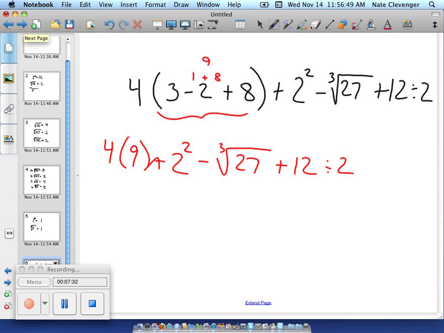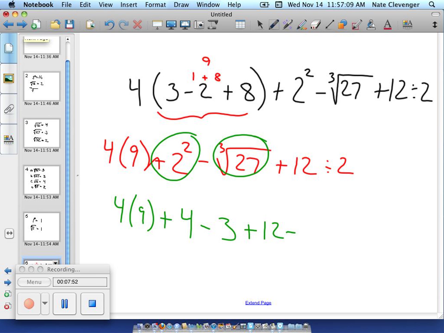We have the 2 to the second, so 4 times 9. 2 to the second is 4, minus, and we know what 27 cubed is. Not 27 cubed. The cubed root of 27 is 3. Then plus 12 divided by 2. So we've taken care of parentheses, exponents and roots. Now we need to go to multiplication and division. Do we have some of that? Yeah, on the ends. 36 plus 4 minus 3 plus 6.